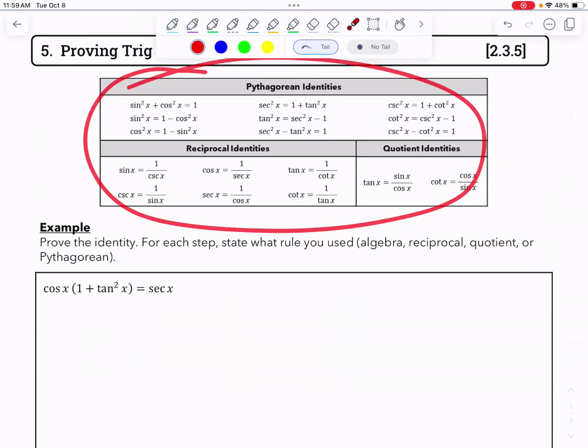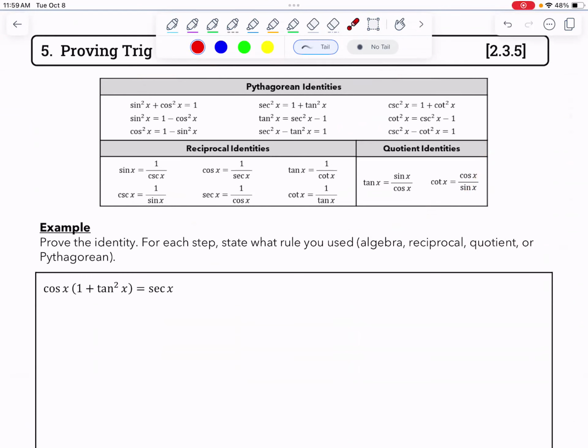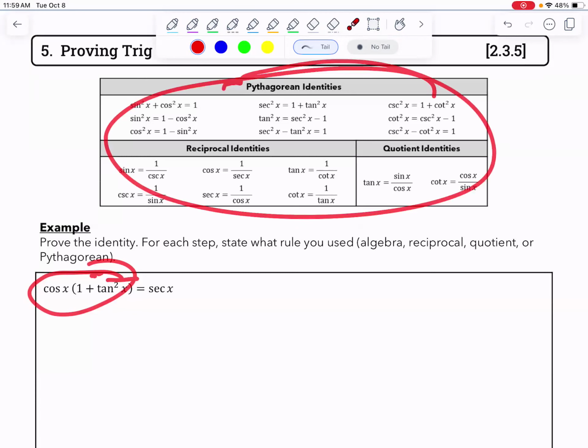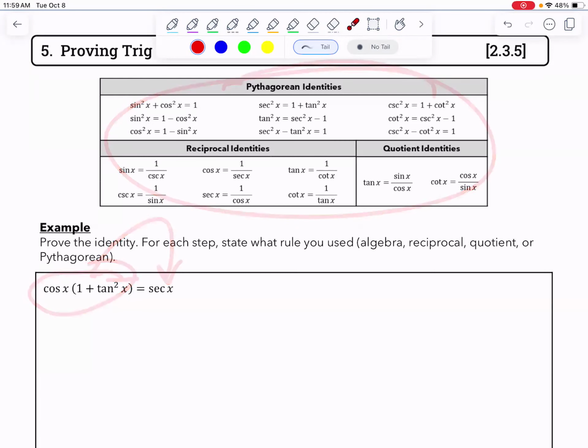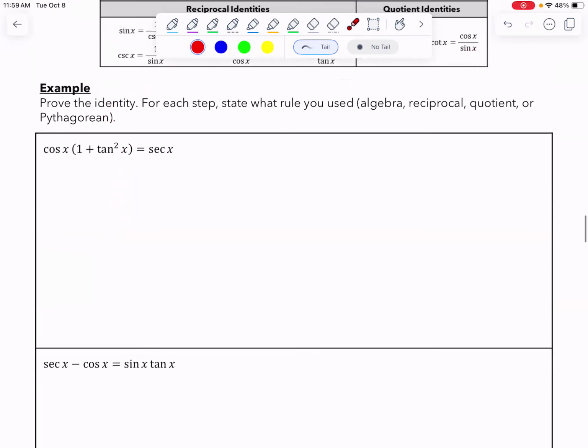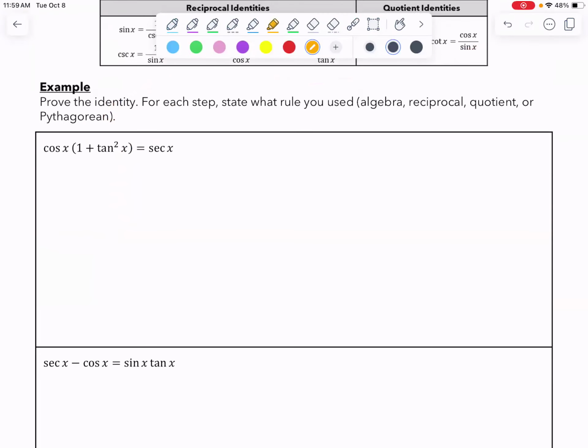The same identities that we've been working with all along. And again, the idea is move from one side to the other. So take this expression right here, use identities and algebra, turn it into secant. That is the goal. So let me just start it that way. Let's say this guy right here, this is our goal. Our goal is to end up with secant x.